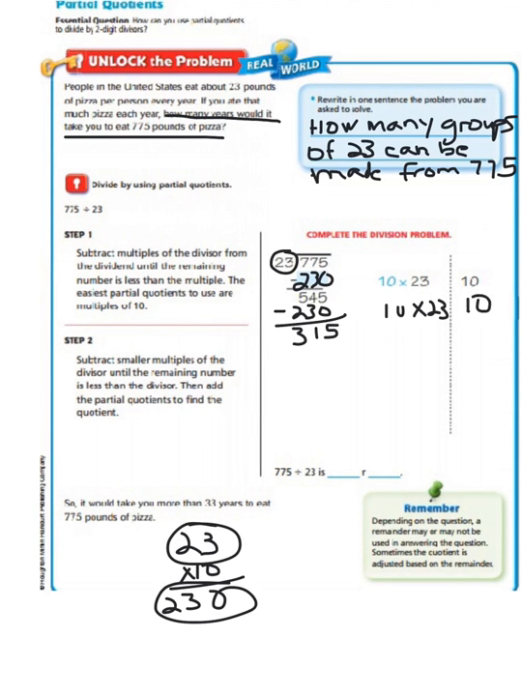Okay, so we see that 315 is still bigger than 23, so we will subtract another 230. 5 minus 0 is 5. Now we have to borrow, 11, 2. 11 minus 3 is 8. 2 minus 2 is 0. So we have another 10 times 23, 10. Well, we see that 85 is still bigger than 23.